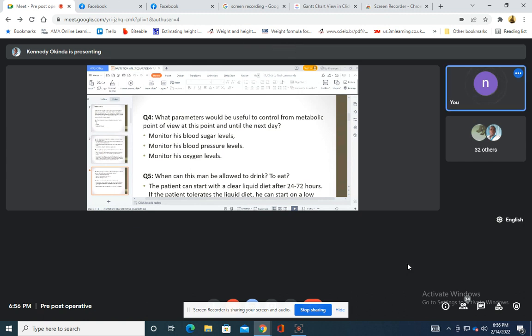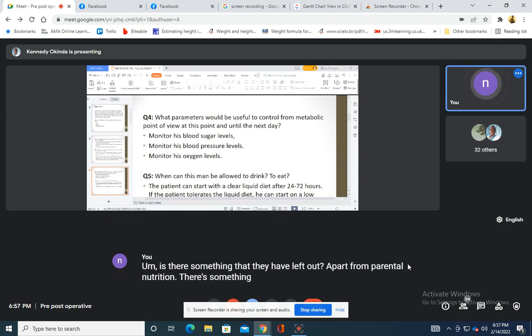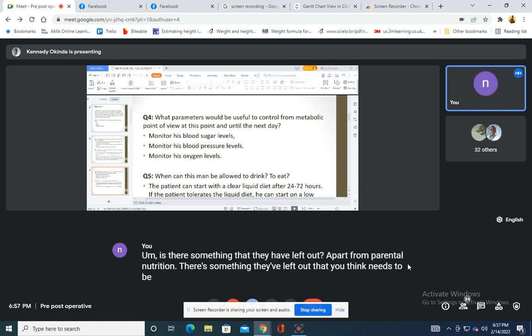Okay, Melody. Is there something that they have left out apart from parenteral nutrition? Is there something that they've left out that you think needs to be included in the plan of care in terms of the questions, how they were set on that particular case study?